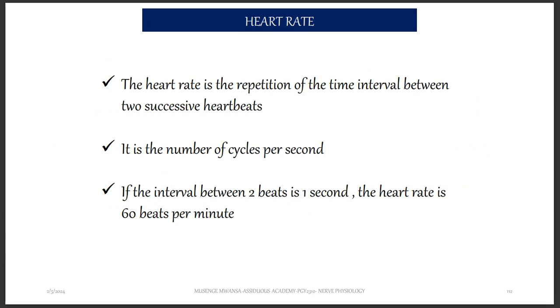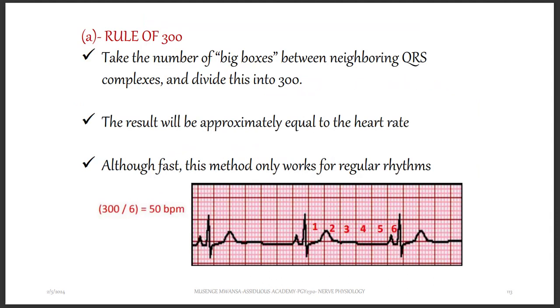Heart rate is just the number of cycles or the number of beats the heart has per minute. And you can calculate the heart rate in different ways. You have got the rule of 300, where you count the number of big boxes between neighboring QRS complexes and then divide 300 by that number. You have got 1, 2, 3, 4, 5, 6. Dividing 300 by 6 will give you 50 beats per minute. This one is only good for regular rhythms, not those which are irregular.